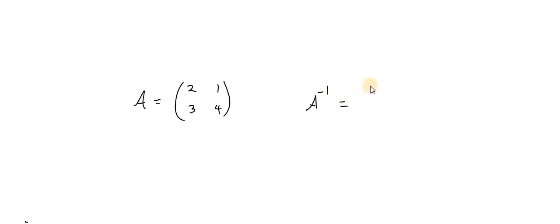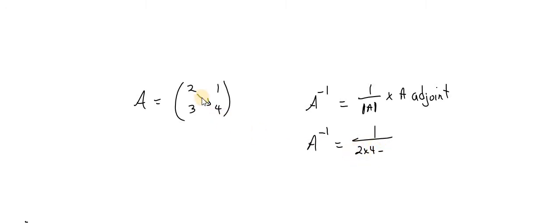To find A inverse, you put 1 over the determinant of A. This symbol, two straight poles, means determinant of A, and then you multiply by what you call the adjoint of matrix A. So in order for us to find the inverse of A, we have to put 1 over 2 times 4, minus 1 times 3.